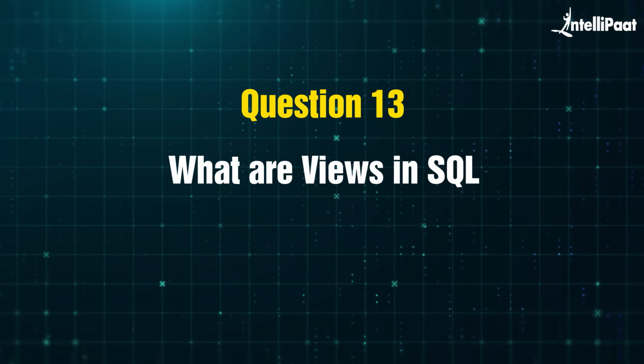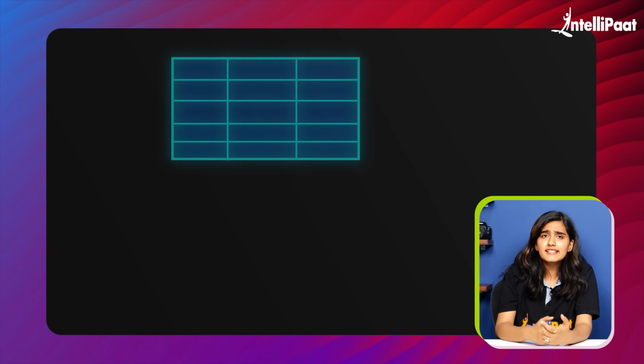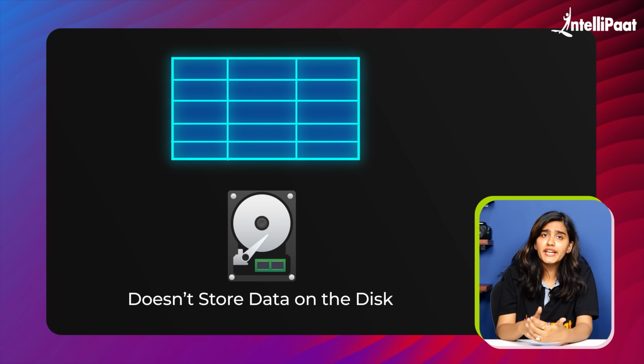Moving ahead with question number 13, which is: what are views in SQL? A view in SQL is like a virtual table that doesn't store data on the disk but allows you to see data from one or more tables in a specific way.